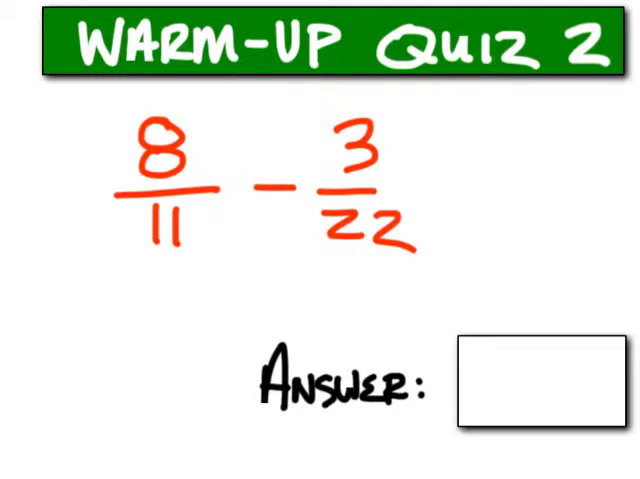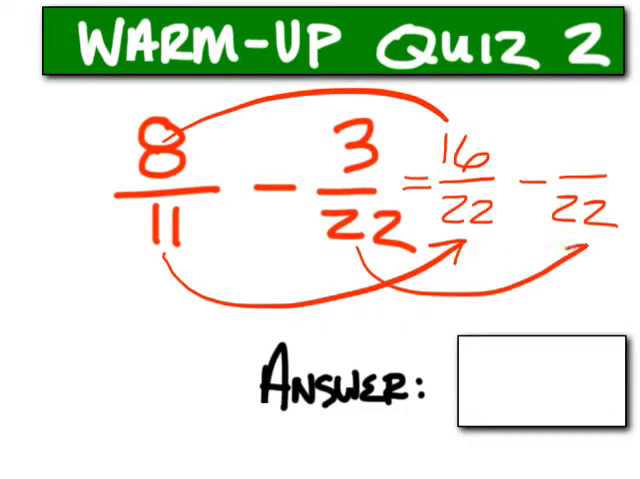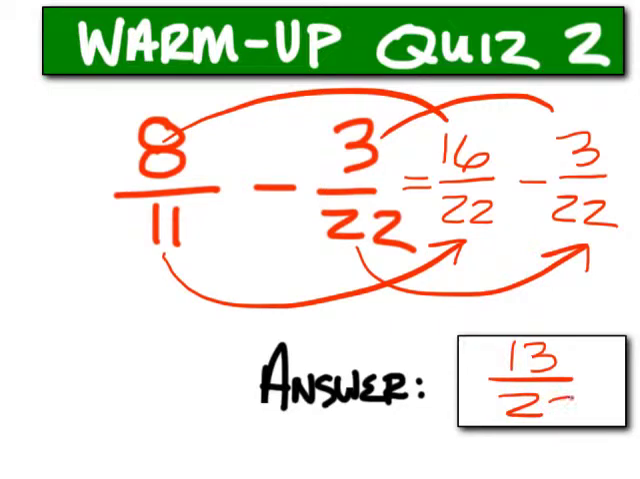The least common denominator between 11 and 22 is going to be 22. And next we had to multiply 11 by 2 to get 22, so 8 times 2 is 16. Do nothing to the 22, so nothing to the 3. 16 minus 3 is 13. 13 over 22.